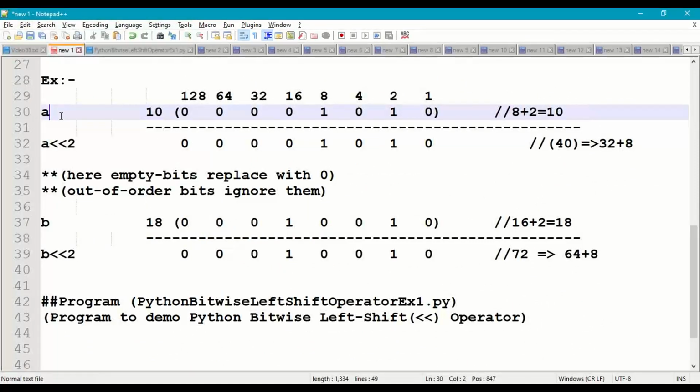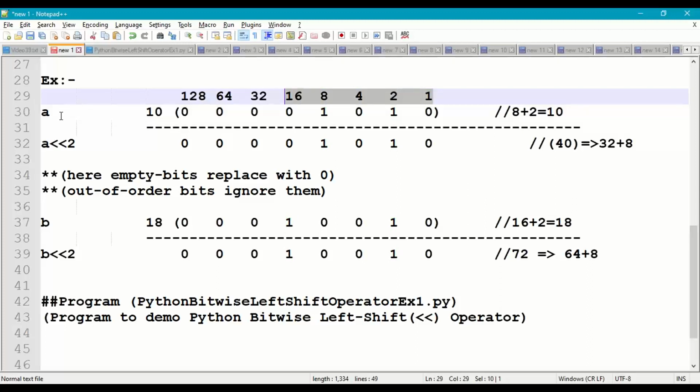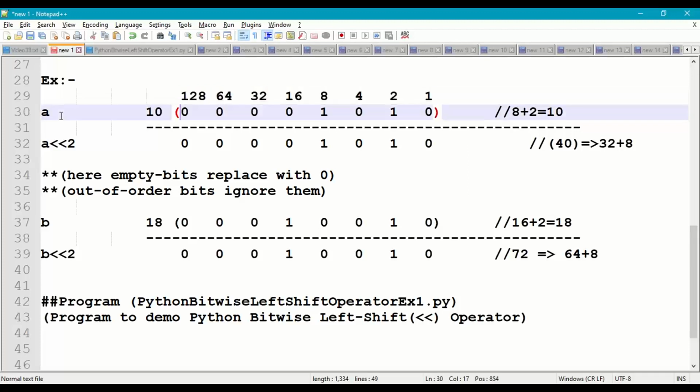shift operations on a. So a is 10. 10 is represented as 00001010. Its corresponding decimal values are 1, 2, 4, 8, 16, 32, 64, 128. Wherever there is 1, add the values. So 8 plus 2, which equals 10.